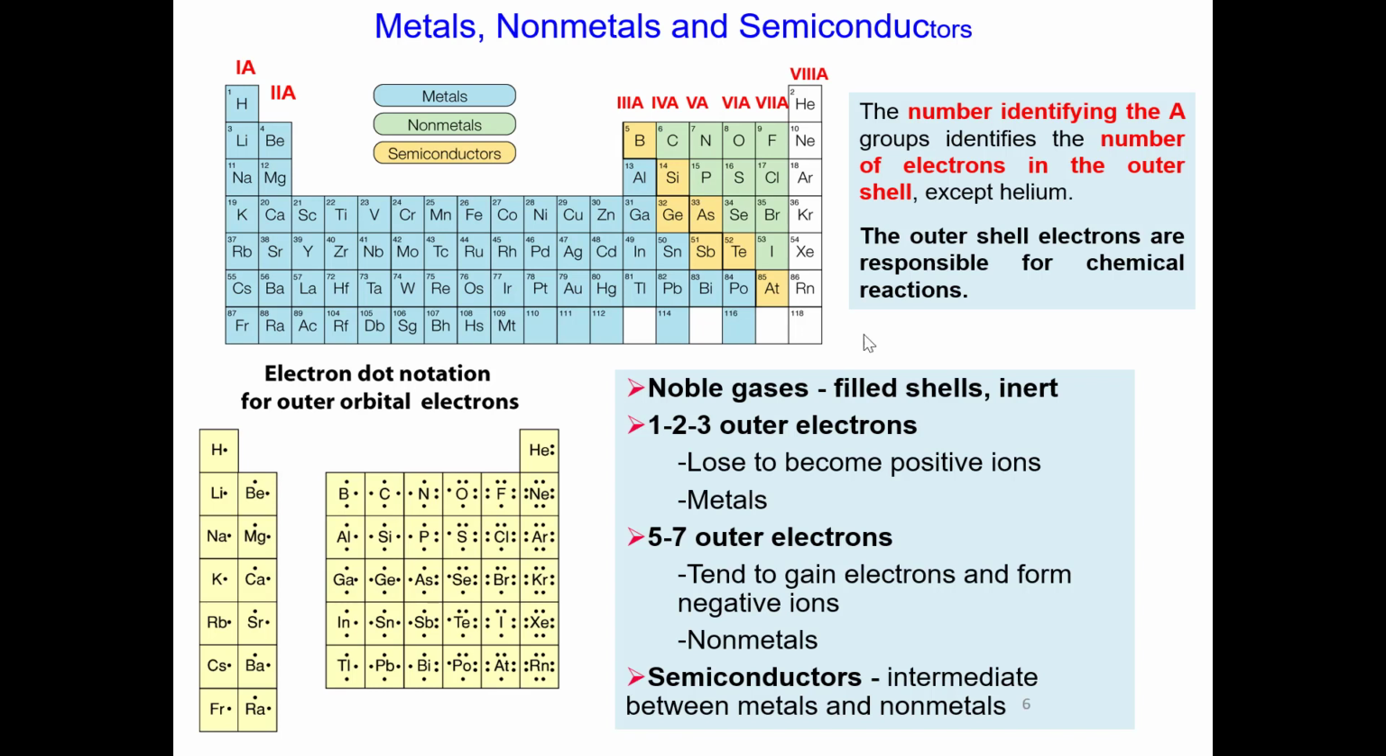But what happens with the groups from 5 to 7? These mainly belong to the non-metals, and usually it's easier for them to gain electrons, to be stable, and become negative ions. And this happens mainly in the non-metal elements. And the semiconductors are intermediate between metals and non-metals.